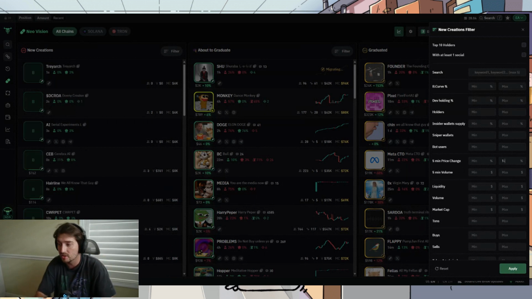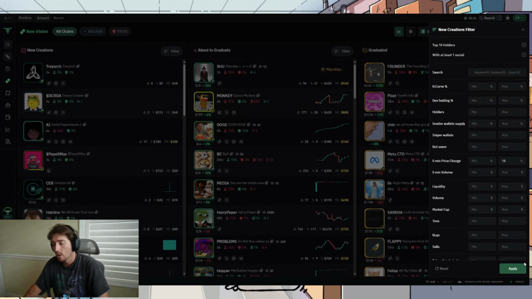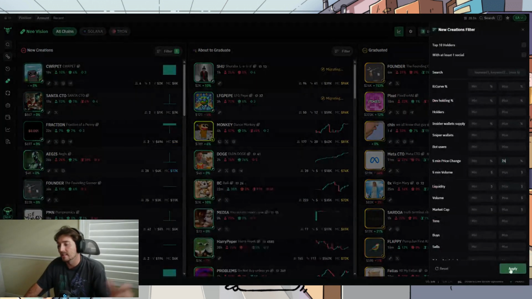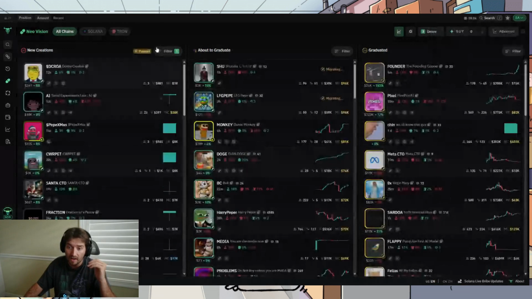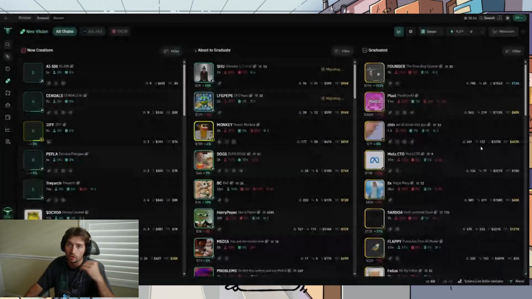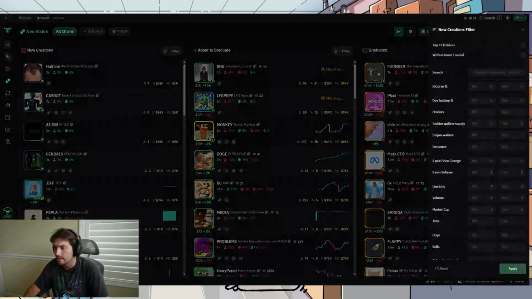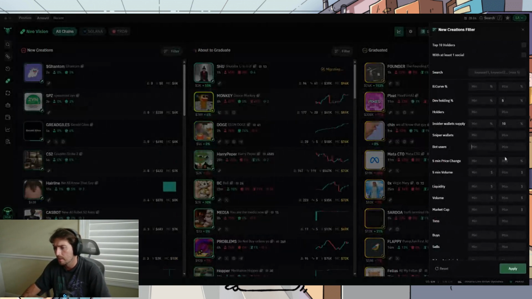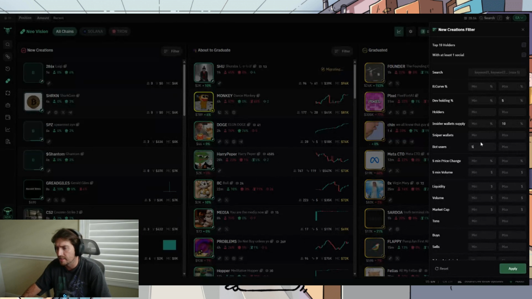If prices change 10% in 5 minutes, we can quickly apply that and now get some more granular idea of what's happening. If we wanted something that's a little bit more aggressive, so if we wanted to see something that changed 25% in 5 minutes, we can take a look at that and very quickly identify tokens that we want to trade. So if I'm doing something like this, I'm looking at dev holdings 5, insider wallet supply less than 10%. Don't care about snipers, minimum of 5 bot users because that means that it's real people.